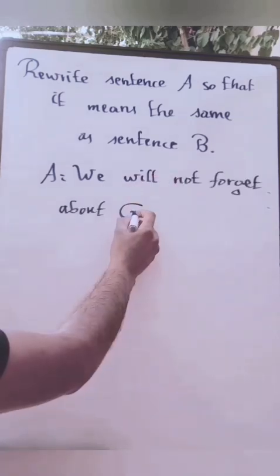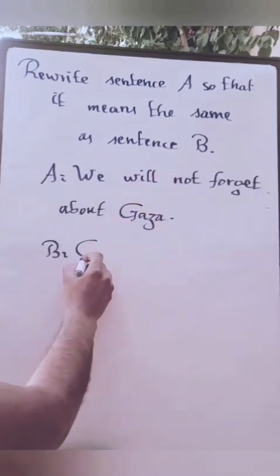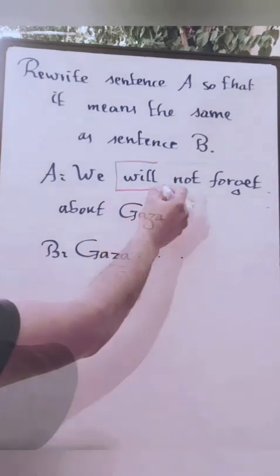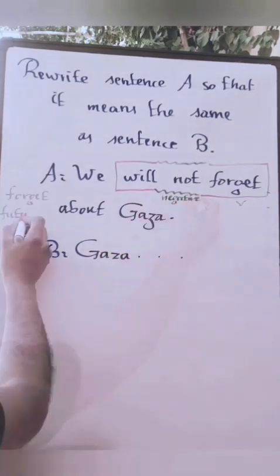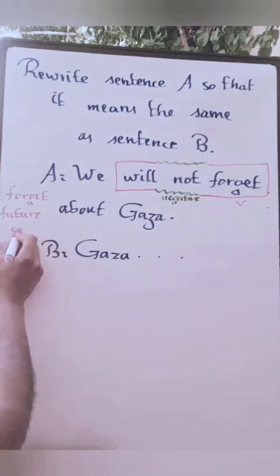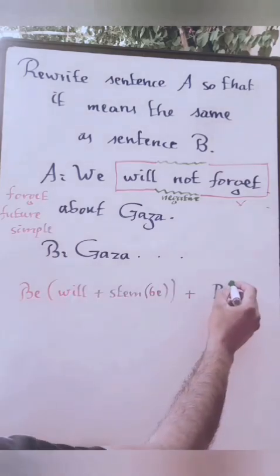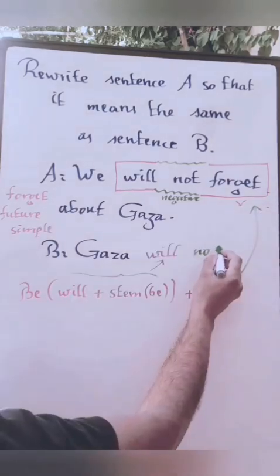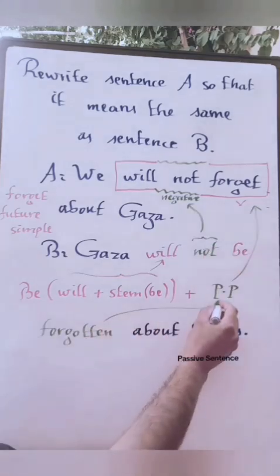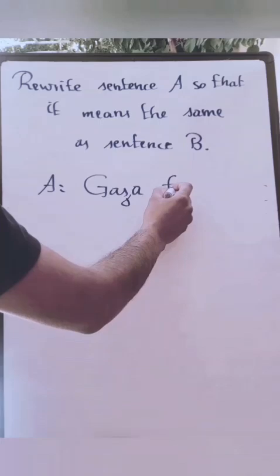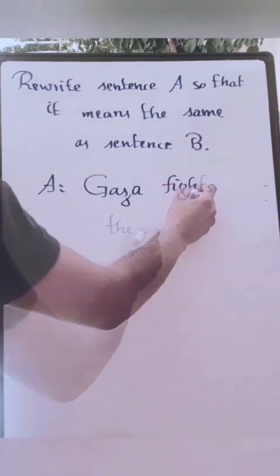Sentence A goes, we will not forget about Gaza. Sentence B begins with Gaza. Will not forget is our verb here. It's in the negative form and in the future simple. For the verb to be, it's will plus the stem of to be, which is be. Gaza will not be, plus the past participle of the verb to forget, which is forgotten.